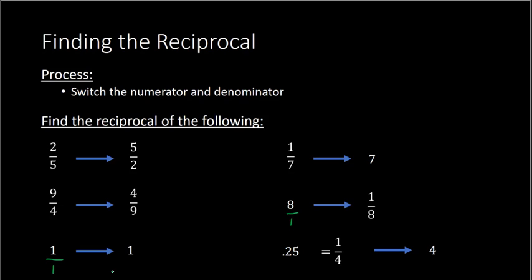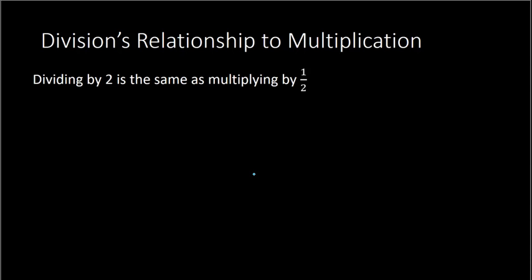Now how does this relate to division with fractions? The relationship is that when you divide by a number, it is the same thing as multiplying by its reciprocal. So let's take a moment and verify that. We're going to prove to you that dividing by 2 is the same thing as multiplying by the reciprocal, which would be 1 over 2.